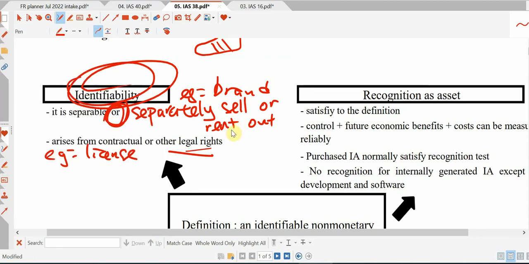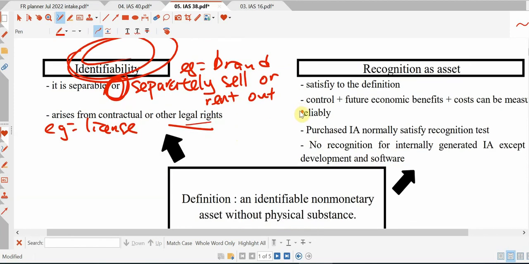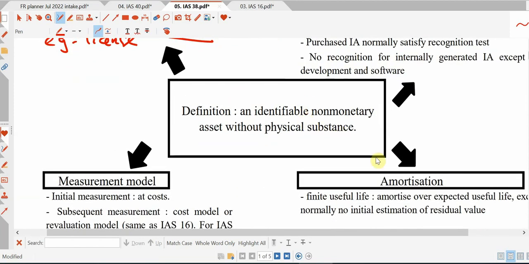Okay, coming back here. So how to identify our intangible asset? Check whether you can separate them out, separately selling it, separately renting it out, or whether it comes from a legal right or contractual right. Then if you look at the middle box here, the definition of intangible asset: identifiable, which we have gone through already, non-monetary asset without physical substance. This one we have no problem understanding. As long as you cannot see or touch it, it becomes an intangible asset. But what is this? A bit tricky here: non-monetary asset.